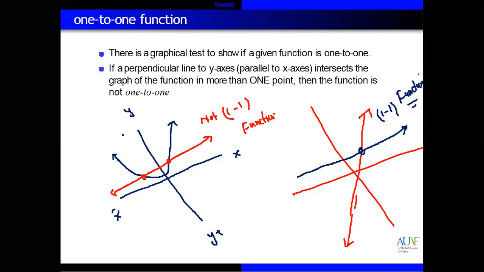Any questions on one-to-one functions or on functions? Yes, you can ask me.